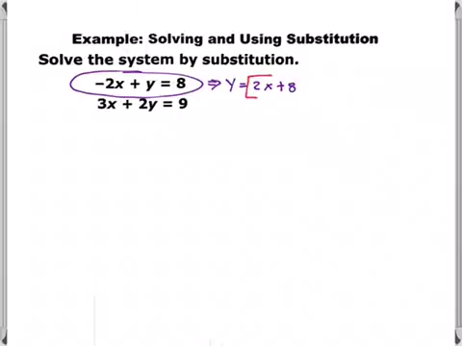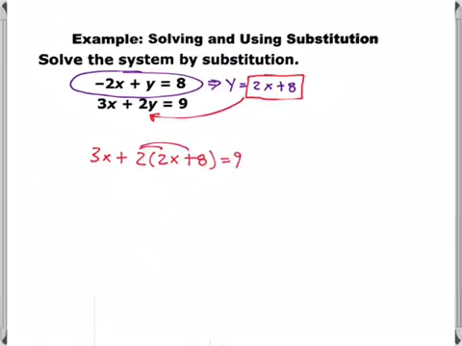So now that I know that y equals 2x plus 8, I'll take what y equals, and I'm going to plug it in for y in the second equation. So now I've got 3x plus 2 times 2x plus 8 equals 9. I'm going to distribute my 2. That's 4x plus 16 plus the 3x out in front equals 9. So 3x and 4x become 7x plus 16 equals 9.